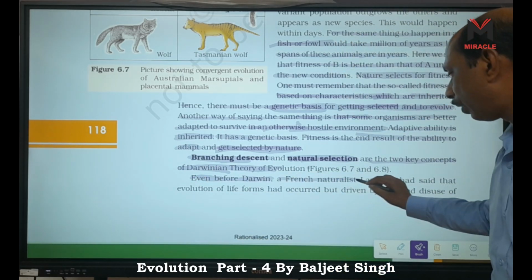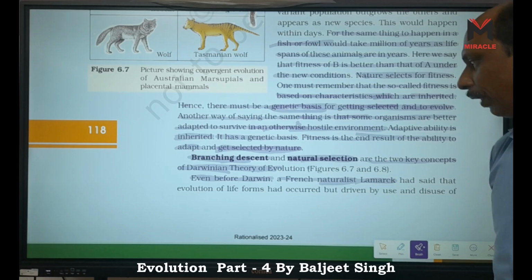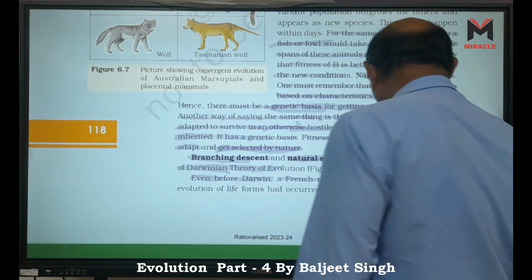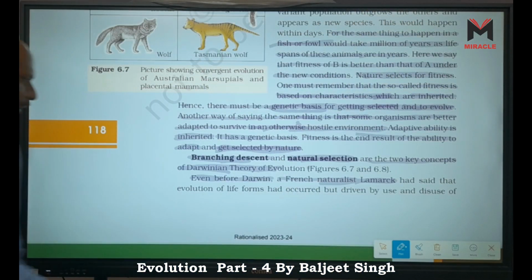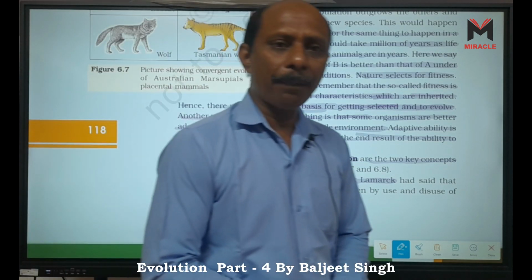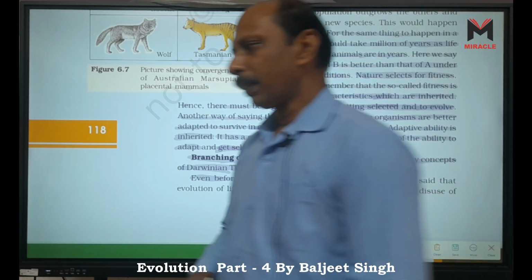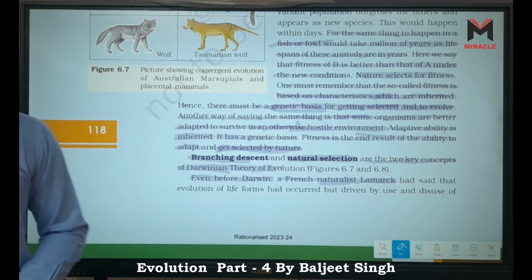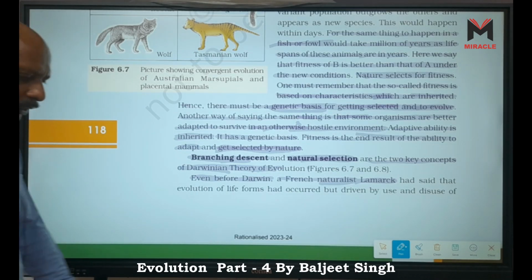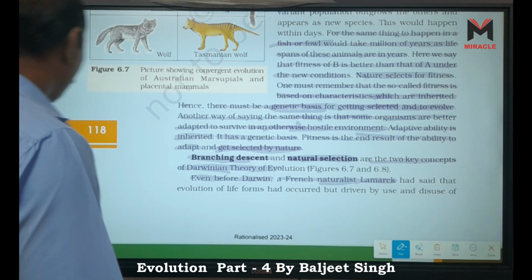Even before Darwin, there was a French naturalist, Lamarck. Now I will tell you about Lamarck. We need not go very deep into Lamarck. The full name of Lamarck is Jean-Baptiste de Lamarck. Jean-Baptiste de Lamarck wrote a book, and this book's name is Philosophie Zoologique.